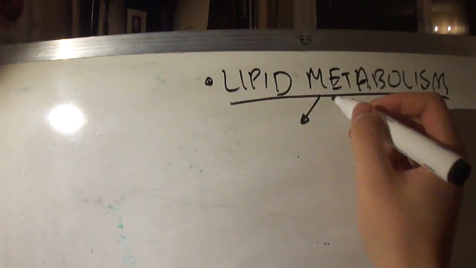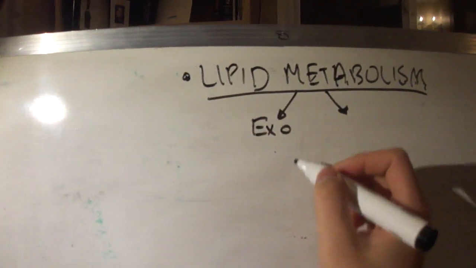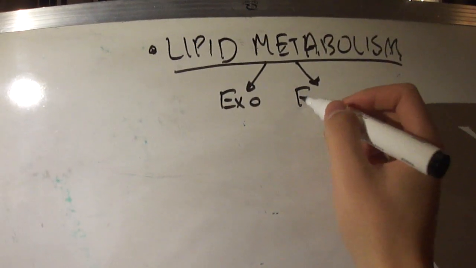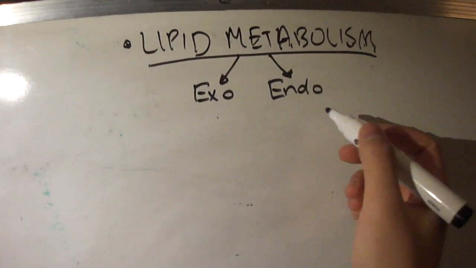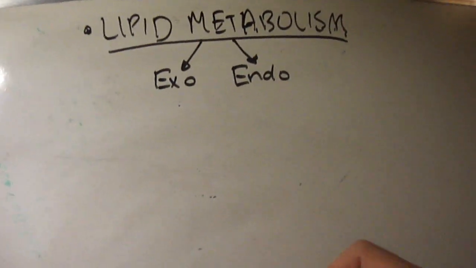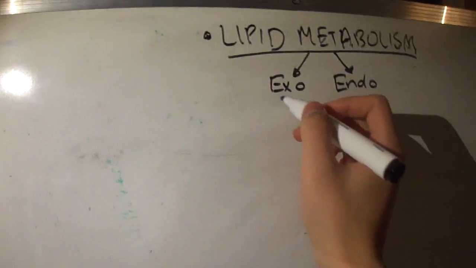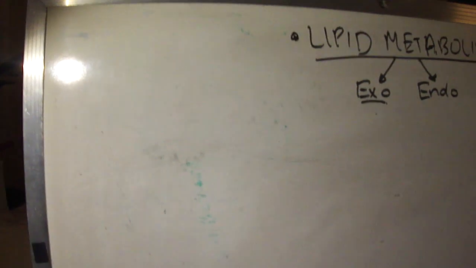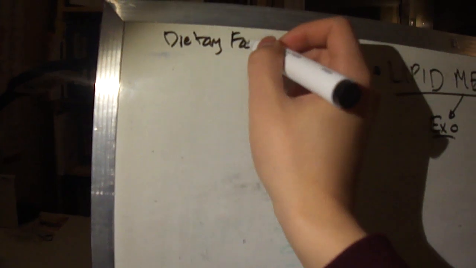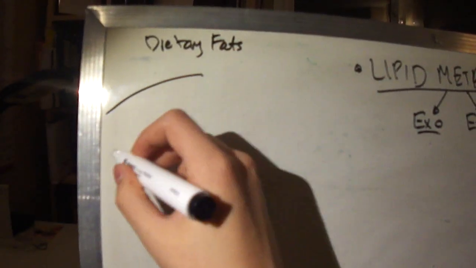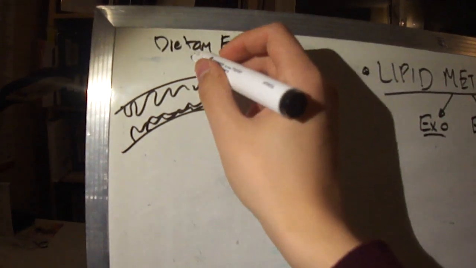So lipid metabolism has 2 main pathways. One is the exogenous pathway, where fats from the outside get absorbed into the body. The other is the endogenous pathway, where the body makes its own fat. And then it circulates around the body, and it does stuff to the body, and the body does stuff to it. First we're going to concentrate on the exogenous pathway, and what that means is that when we eat, dietary fats enter the intestine.